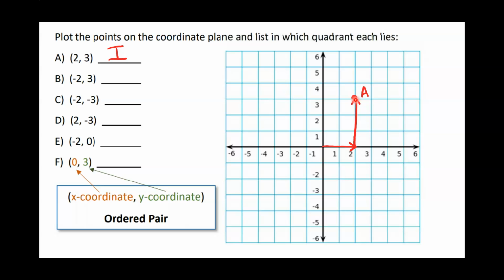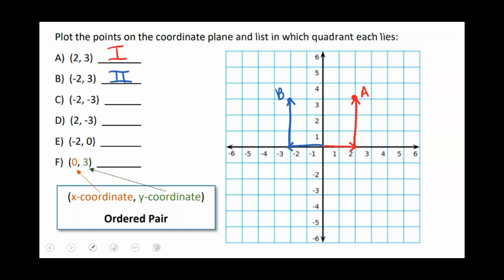All right, let's try (-2, 3). So for negative 2 on my horizontal axis, I'm going to go back 2. And then positive 3, I'm going to go up 3. And that would be point B. And it is in the second quadrant.